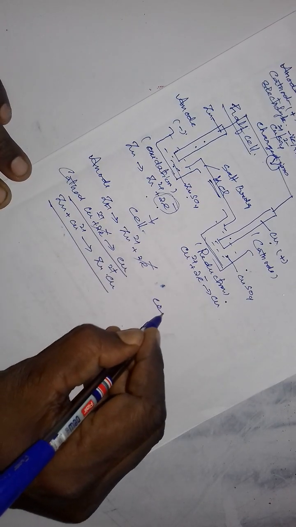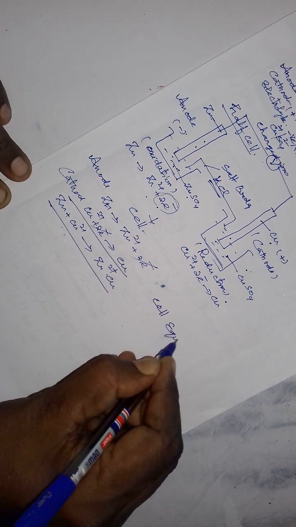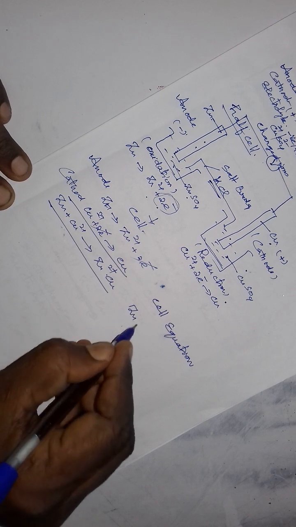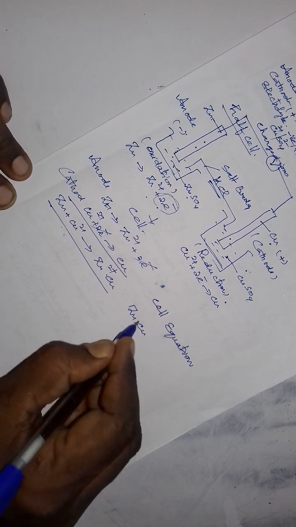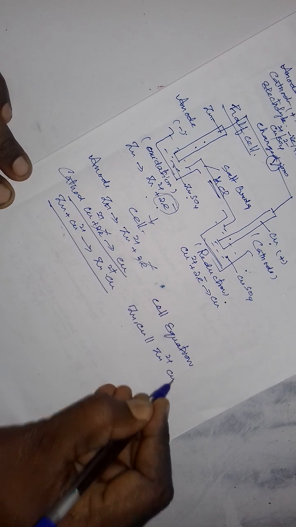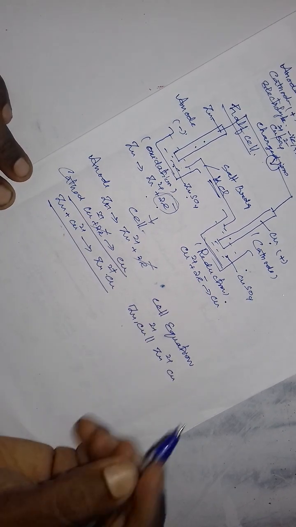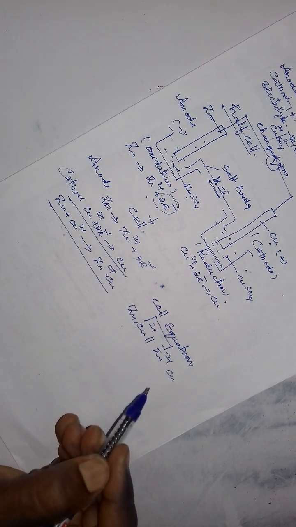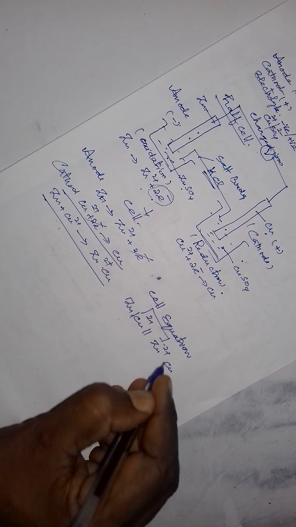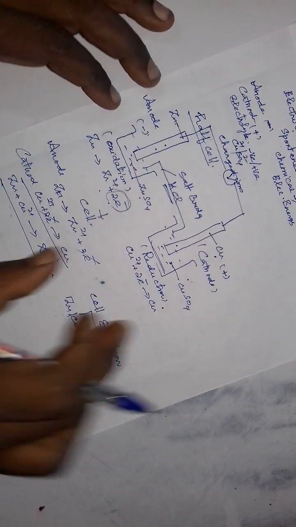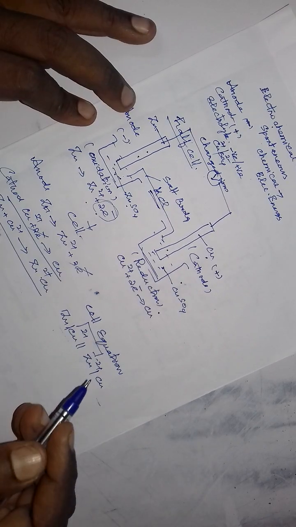This is called the cell equation. So in the electrochemical cell equation we may write it as zinc, copper, then Zn2+, copper. In that way we may write. This is the salt bridge. This is the electrochemical cell. So now we are very clear about that.